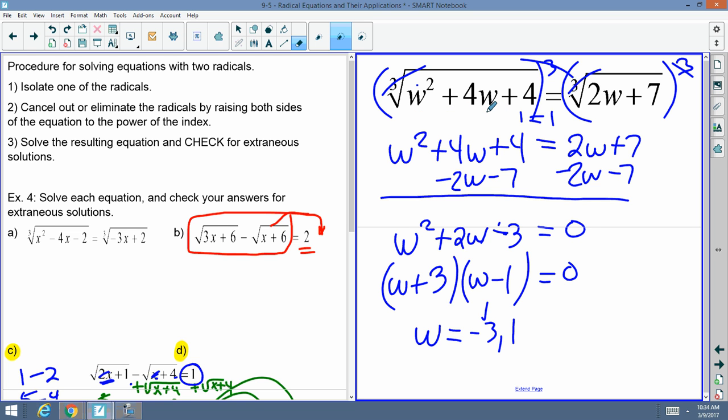And then plus 4 is? Okay, so I have the cube root of 9. 2 times 1 is? Plus 7 is? So that's the cube root of 9. So they both work. Does that make sense? All right. Now, let's move on.